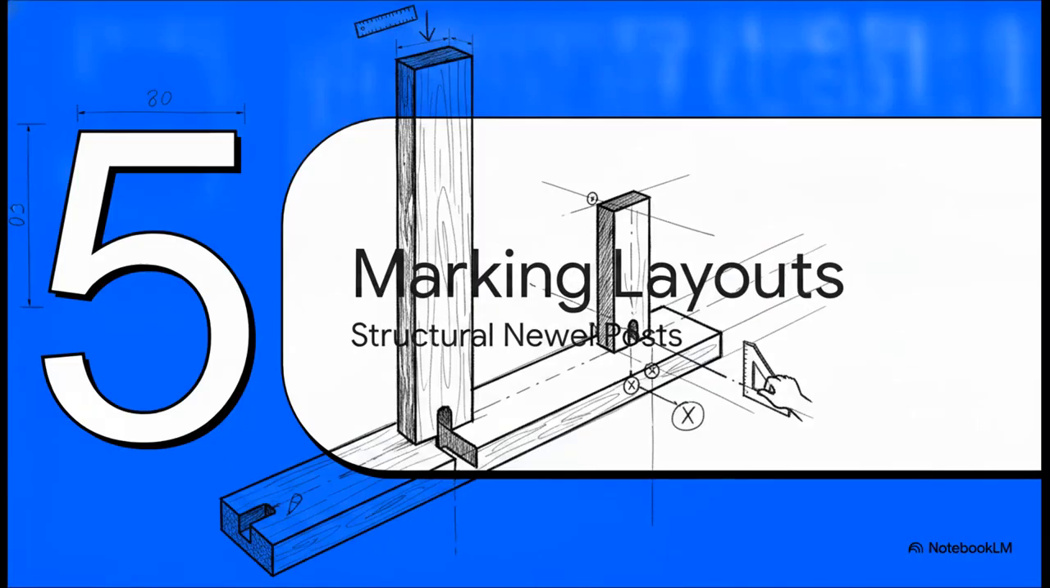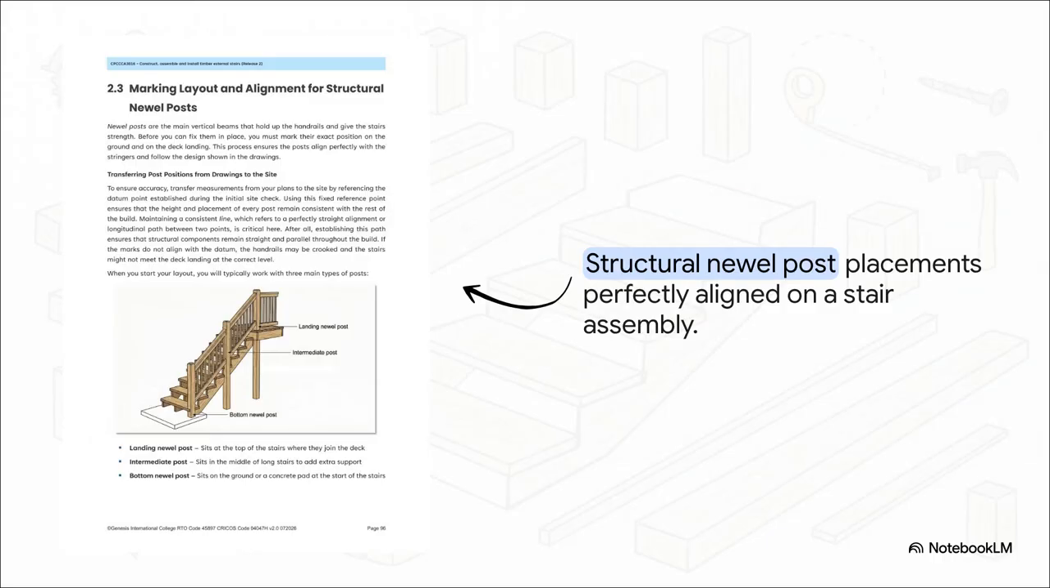Section 5, Marking Layouts and Alignment for Structural Newel Posts. So, newel posts. These are the main vertical beams that hold up your handrails and give the entire stair structure its strength. Layout always starts by transferring measurements straight from your plans to the site, constantly referencing that datum point. You have to maintain a perfectly consistent line, a straight longitudinal path between 2 points. Why? Because keeping this alignment dead on prevents crooked handrails and ensures your stairs meet the deck landing perfectly.